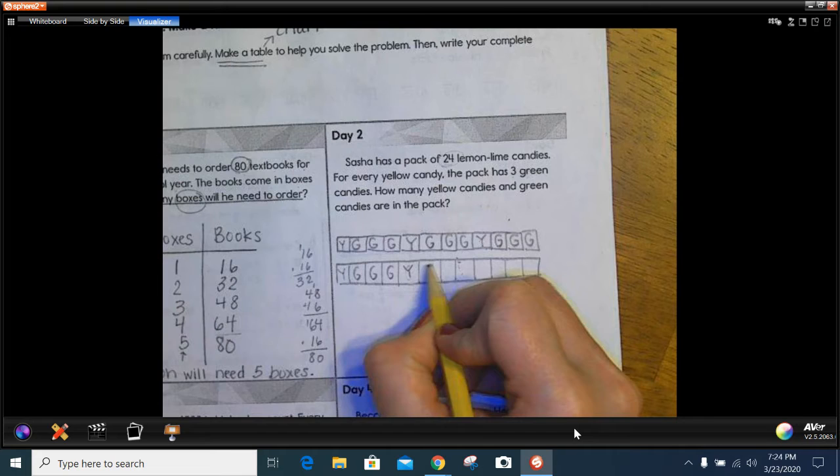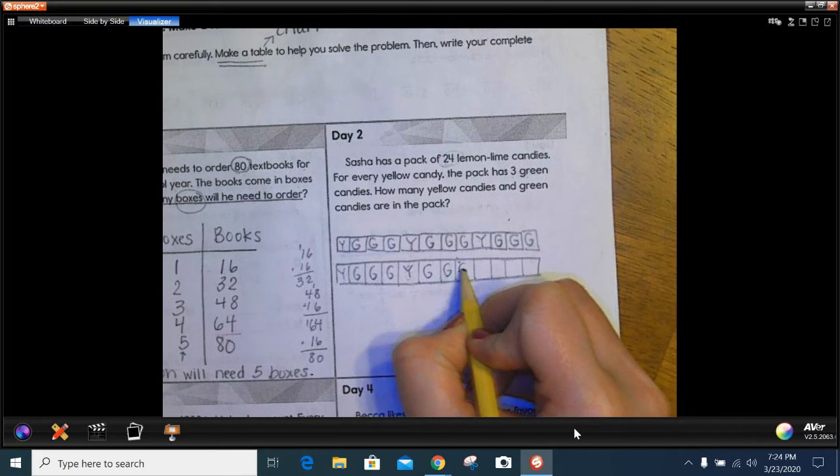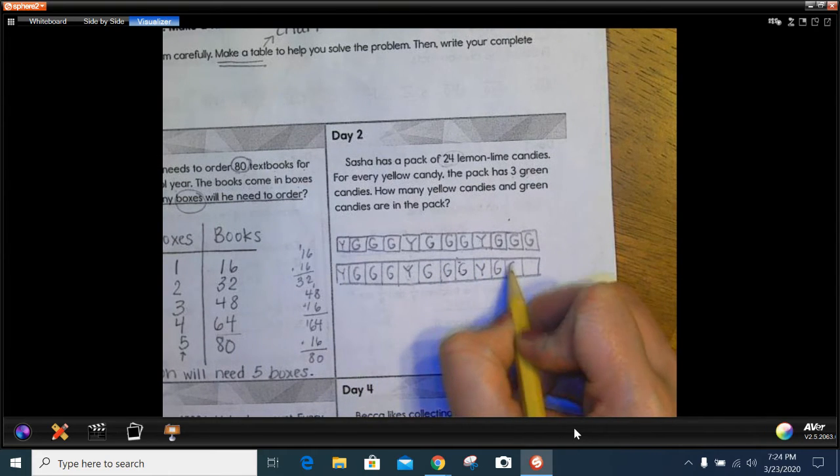1 yellow, green, green, green. 1 yellow, green, green, green.